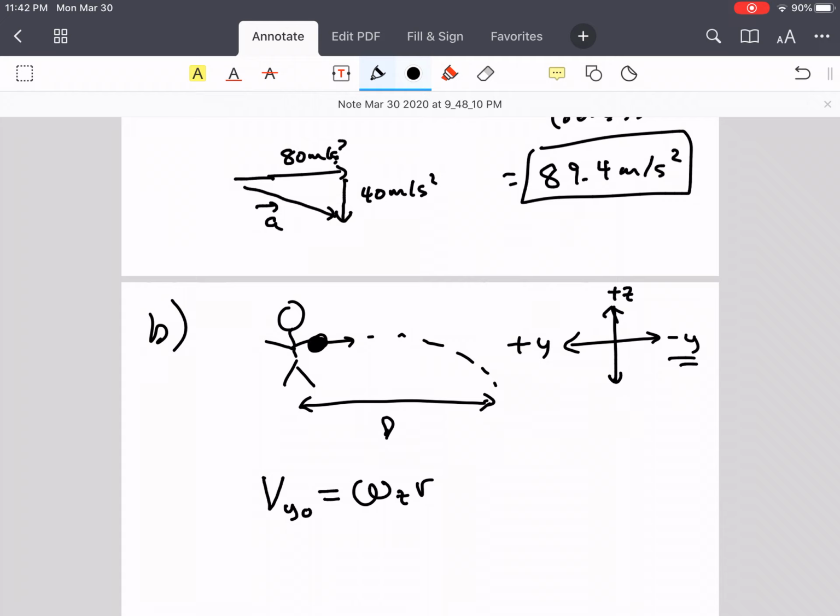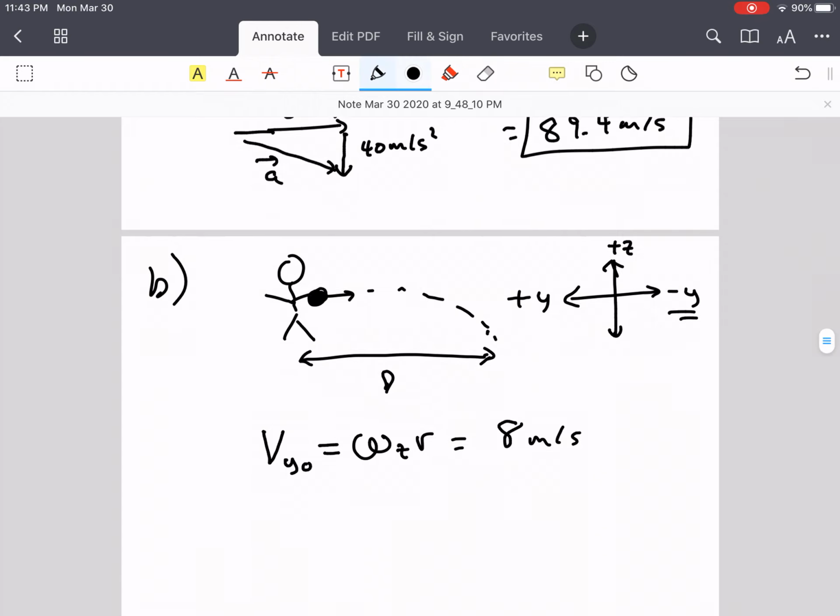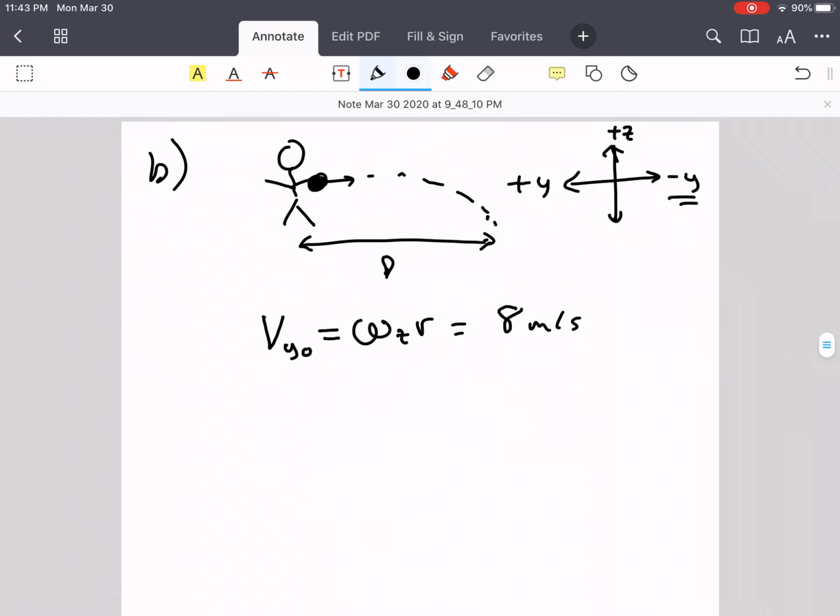And we know all these numbers. We know omega z is 10 radians per second. R is 0.8 meters. And so it starts off moving at 8 meters per second. Just before it hits the ground, what is the velocity in the y direction? Also 8 meters per second, right? So it's falling in the z direction, meaning the y velocity is constant.